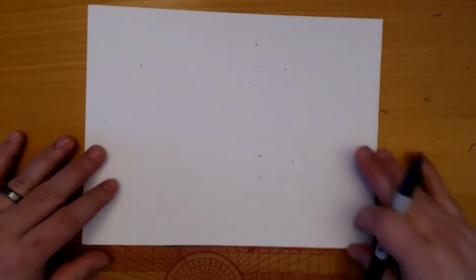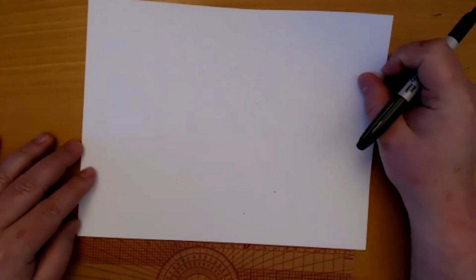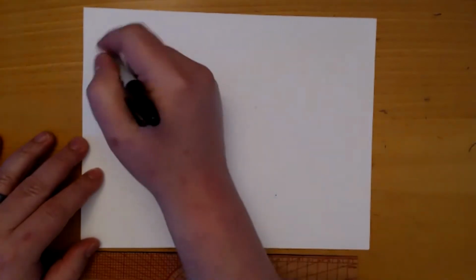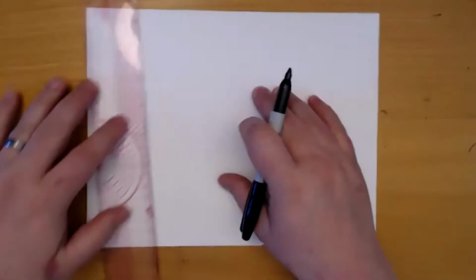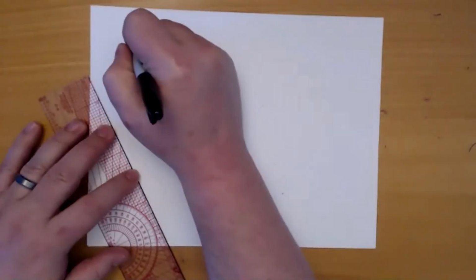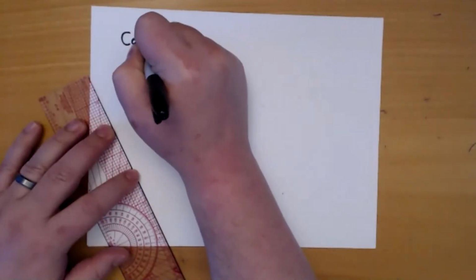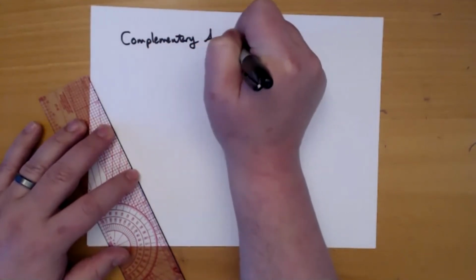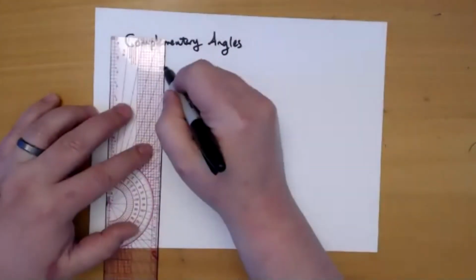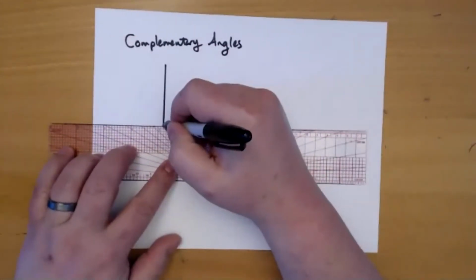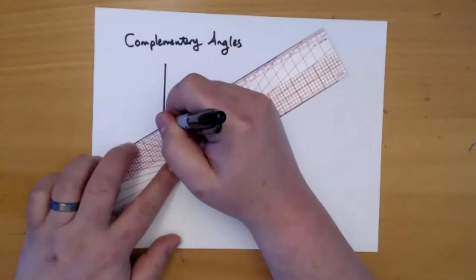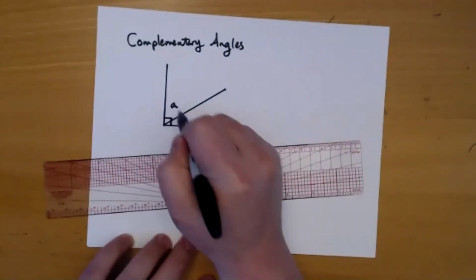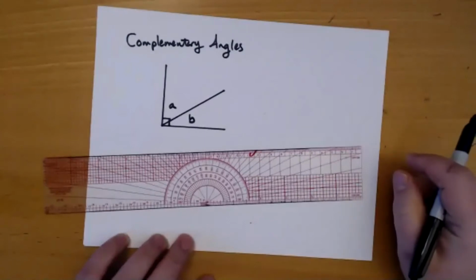So now, for the complementary angles, I forgot them. I've already mentioned them, but complementary angles all pretty much look the same. Complementary angles make a corner. Let's just call them A and B. These two together would make 90.